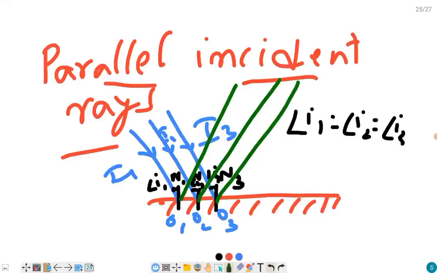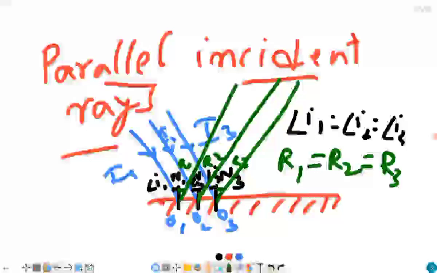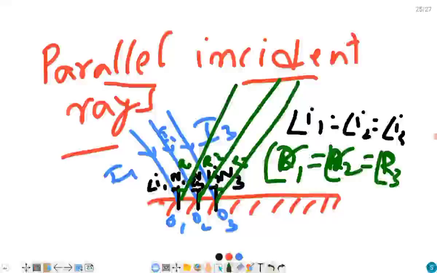Now whatever I1 we have, the same will be R1. Whatever I2 we have, the same will be R2. Whatever I3 value we have, the same will be R3. So R1 is equal to R2 is equal to R3. Correct? Because if I1, I2, I3 are equal, then angle R1, angle R2, angle R3 will be equal. So small letters you have to write.